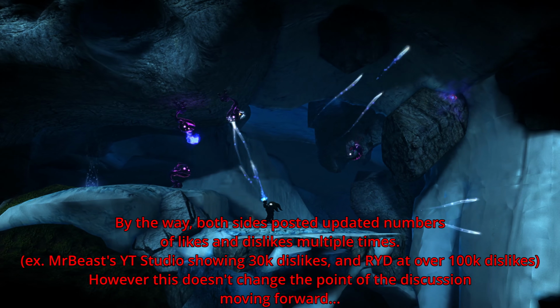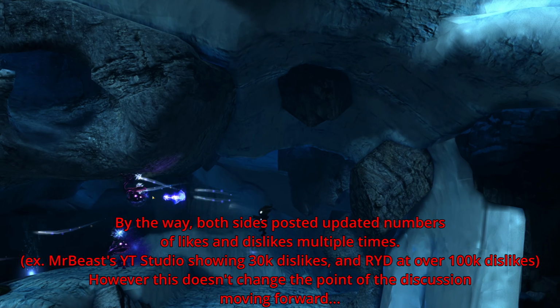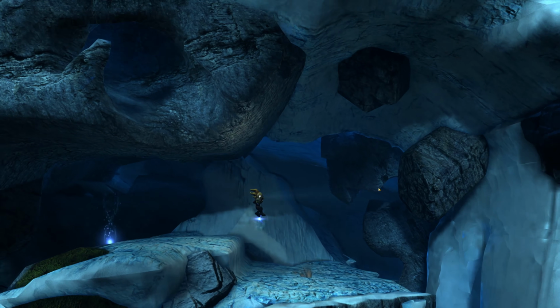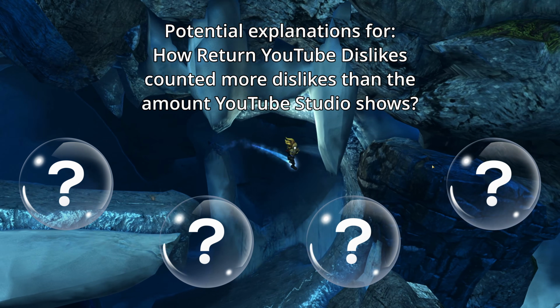If the extension claims 60,000 dislikes just by its own users, then the video has to have a minimum of 60,000 dislikes. But the Studio claims 3 times less. What the fuck is going on? In my opinion, there are 4 possibilities.